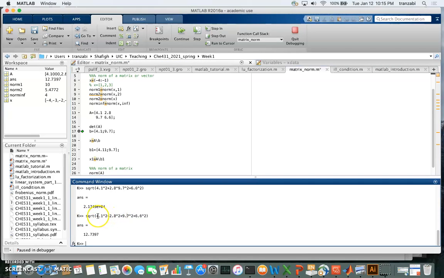So that's going to be the first element, 4.1 raised to the second power, 2.8 raised to the second power, 9.7 raised to the second power, and 6.6 raised to the second power. You add them up, and you get the square root of it, and you get this number. And that is exactly equal to, if I just type norm of A, you can see that these are identical.